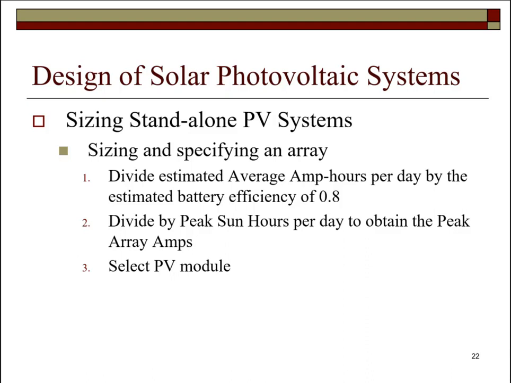We must first divide the design amp hours per day by the estimated battery efficiency of 0.8. We then divide by the peak sun hours in the critical month to obtain the required peak array amps. We then must select the PV module.